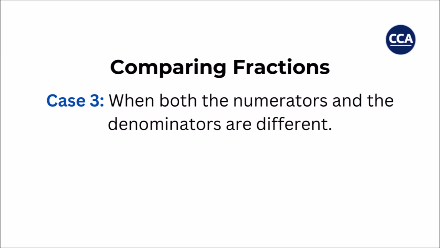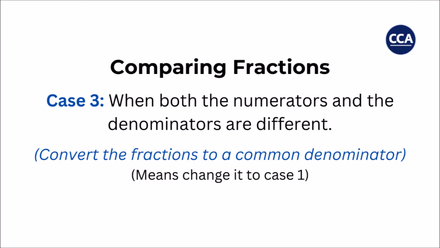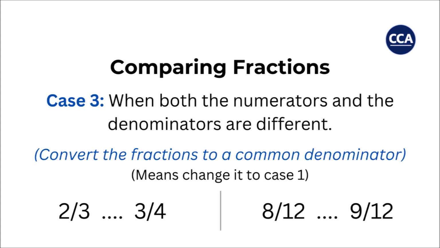Now, let's see case number 3. When both the numerators and the denominators are different. In these cases, we simply convert the fractions into case 1, where we have the same denominators. For example, if we have two fractions, 2/3 and 3/4. First, we will convert them into 8/12 and 9/12. Now, as we have two fractions with the same denominator, it's easy to see that the fraction with the bigger numerator is actually bigger. 9/12 is bigger than 8/12.